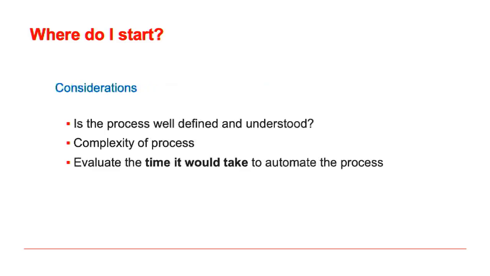A couple of other considerations that you want to think about as you get started here is the process. Is the process well defined and understood? And I know that most people either love or hate documentation. Most of the time, even if you do love it, you don't have time for it. You get pulled off to something else before it's complete. But if you're going to automate something and you're going to do it right, you really need to have that process documented and understood. You also want to look at the complexity of the process. How complex is it? That is going to make a big impact on how difficult it is to automate. And then you want to evaluate the time that it's going to take to automate.